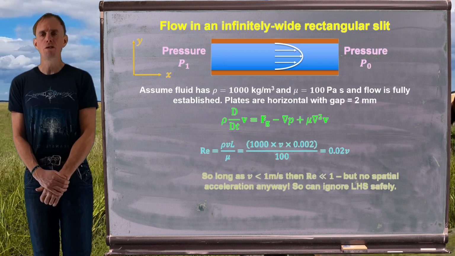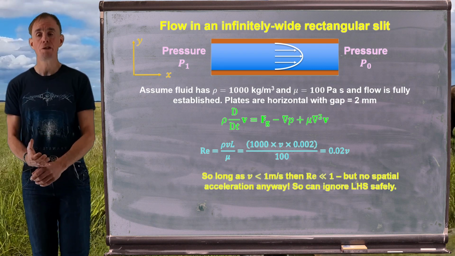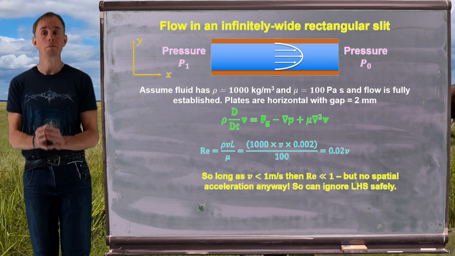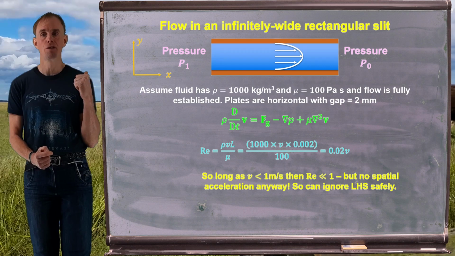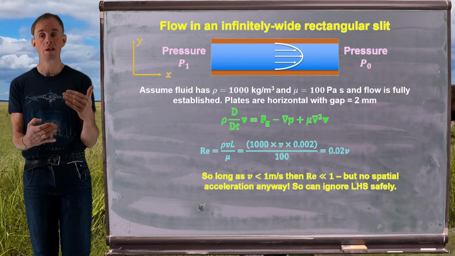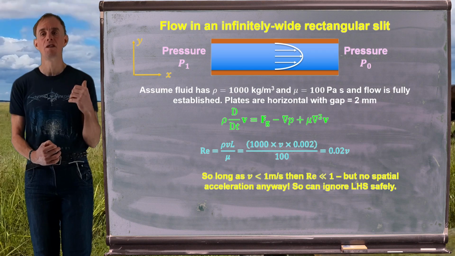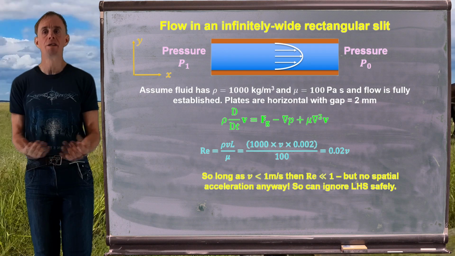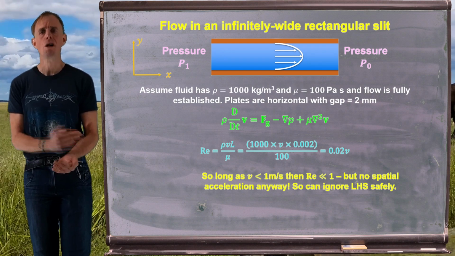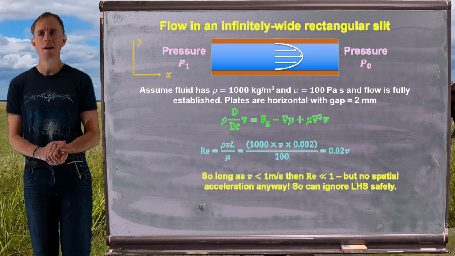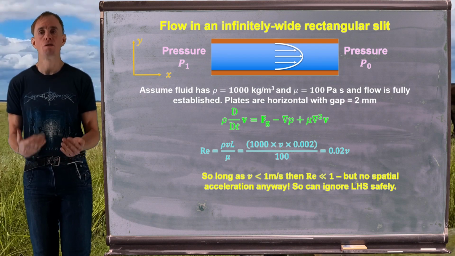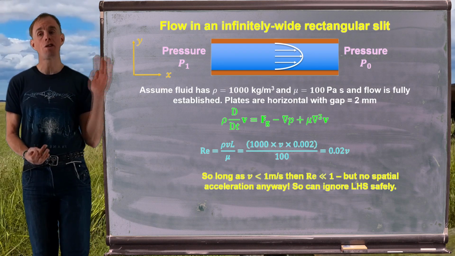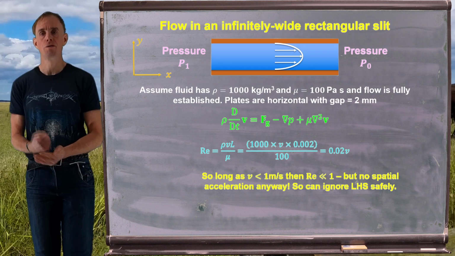We're going to justify this in two ways. Firstly, we're going to look at the level of inertia in this flow. We can work out the Reynolds number in terms of the flow velocity, because the only thing that we don't know in the Reynolds number is the flow velocity, and we can work out that the Reynolds number will be 0.02 times v. Now, if v is even of order a meter a second, which is a very fast flow for a gap that's only 2 millimeters wide, we can see that the Reynolds number will be 0.02. There is not a lot of inertia in this flow. So that would be one justification we can use to ignore the substantive derivative.